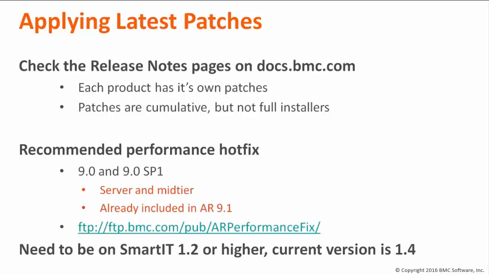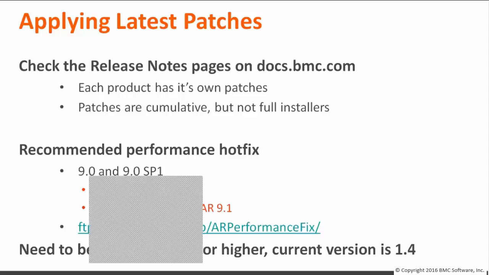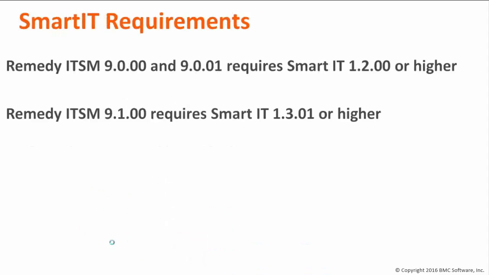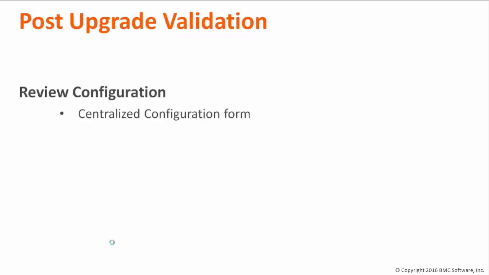If you're using Smart IT, you need to be using version 1.2 or higher, depending on your ITSM version. The current version of Smart IT is 1.4. Specifically, if you're using ITSM 9.0 or 9.0 Service Pack 1, you need to be using Smart IT 1.2 or higher, and if you're using ITSM 9.1, then you need to be on at least 1.3 Service Pack 1.